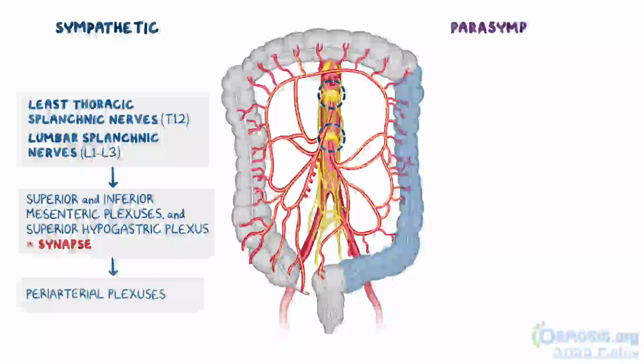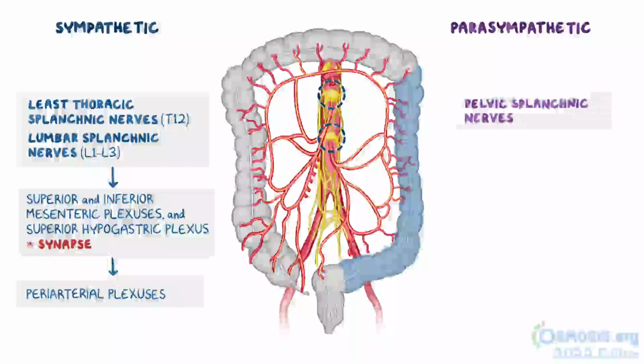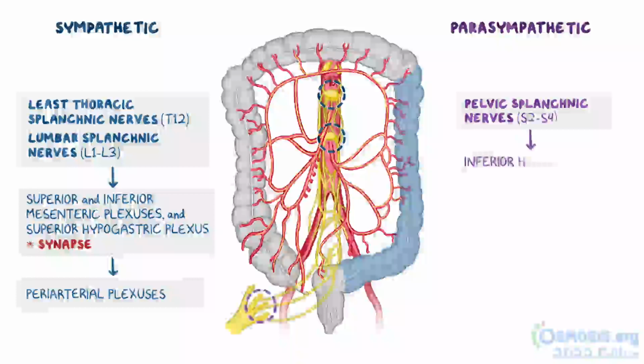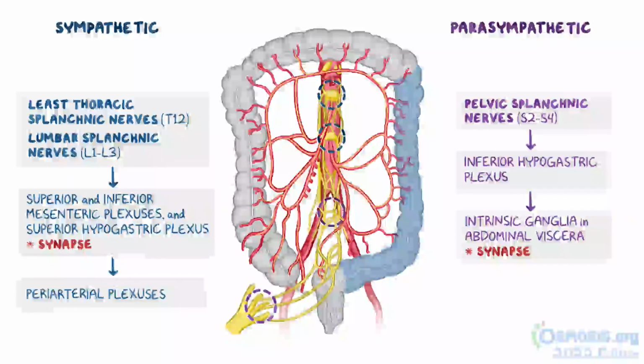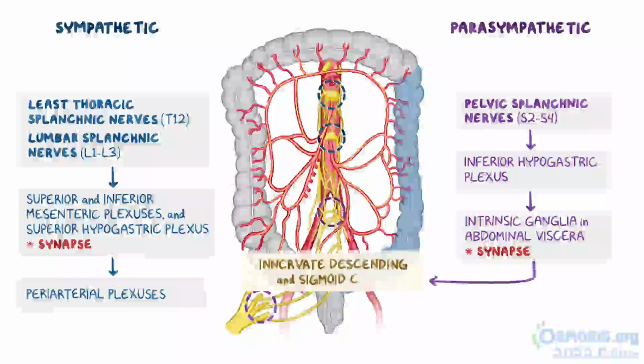In regard to the parasympathetic innervation, the vagus nerve stops its parasympathetic innervation at the level of the left colic flexure, so below this point the parasympathetic innervation now comes from the pelvic splanchnic nerves, which derive from the anterior rami of spinal nerves S2 to S4. These fibers then travel through the inferior hypogastric plexus and eventually synapse in intrinsic ganglia throughout the abdominal viscera near the structures they innervate. After synapsing in their respective ganglia, both nerve pathways eventually go on to innervate the descending and sigmoid colon.